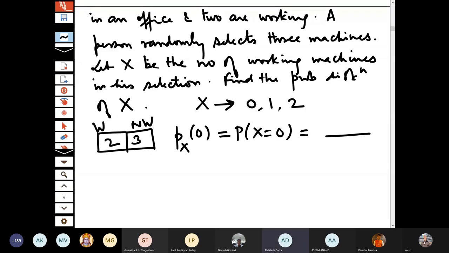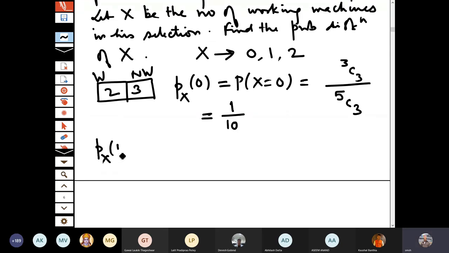One upon 5C3. See, if I am saying none of them are working, that means the three that have been selected are all not working, isn't it? So it is 3C3, that is 1. And in the denominator, you will have that there are 5, out of which you have chosen 3, that is 5C3, which is 10. So if you simplify, this becomes 1 by 10.